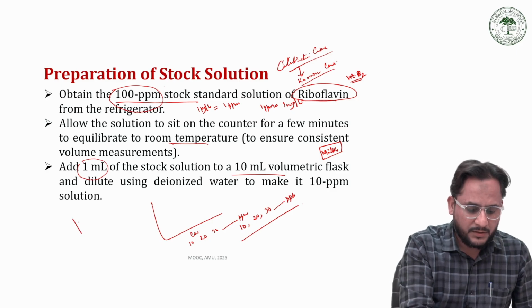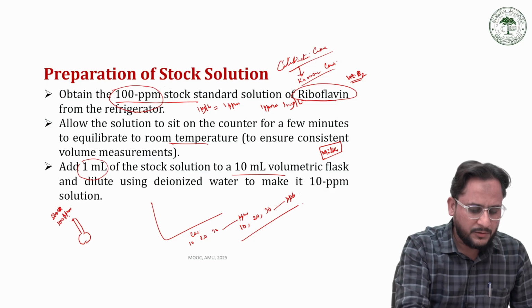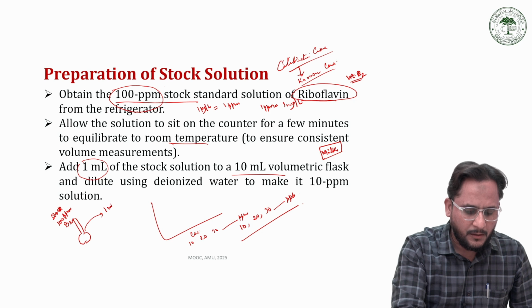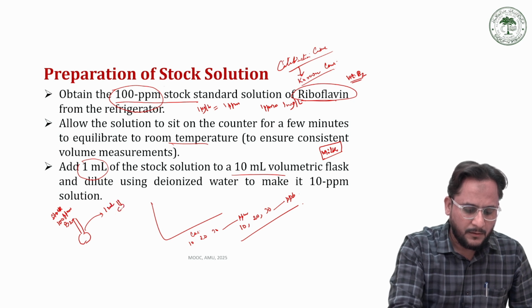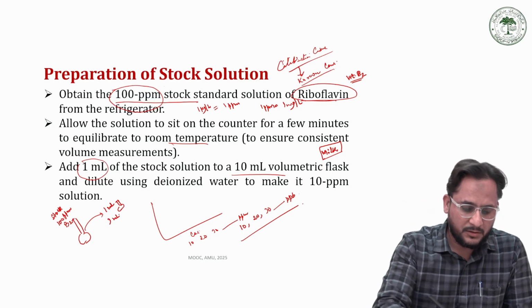For example, we have a standard flask, and in this flask we have this 100 ppm solution, which is called the stock solution. From this stock of 100 ppm of B2, we take 1 ml in a small standard flask, and then we add 9 ml deionized water or double distilled water.